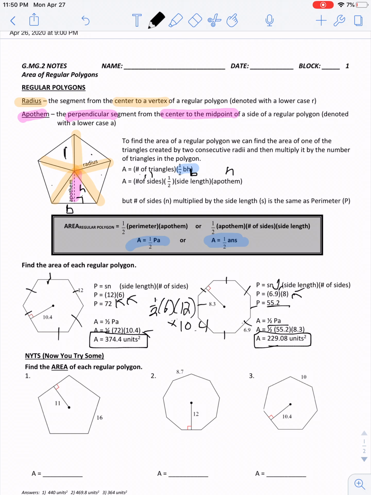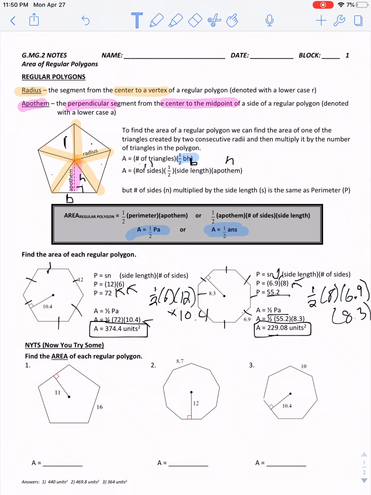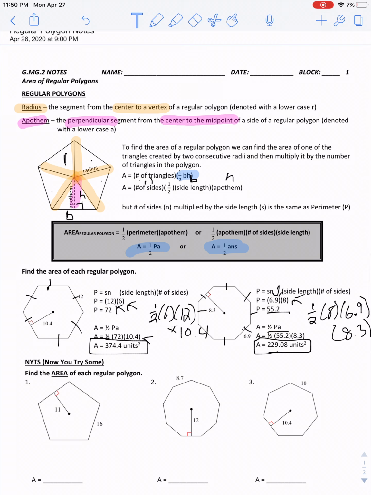Once again, the other way we could do that is we could just go 1/2 times 8 sides times 6.9, times 8.3, and just multiply it all at once. It's not going to make a difference in our answer. It might make a small rounding difference, but you're going to get basically the same thing. Down there we got 3 that you can try. They give you the apothem and the side length for all of them, so it's just plugging into whichever formula you decide you want to use.